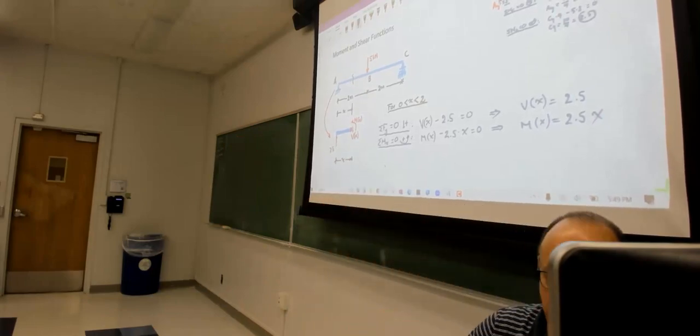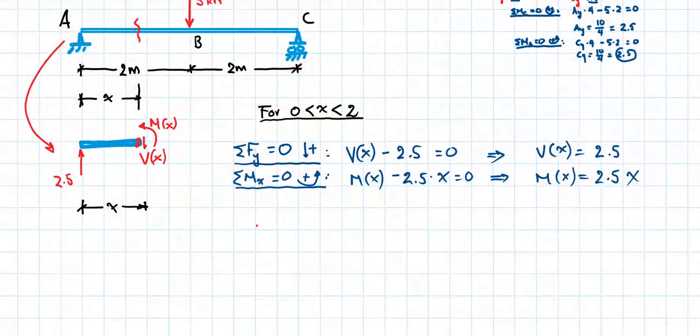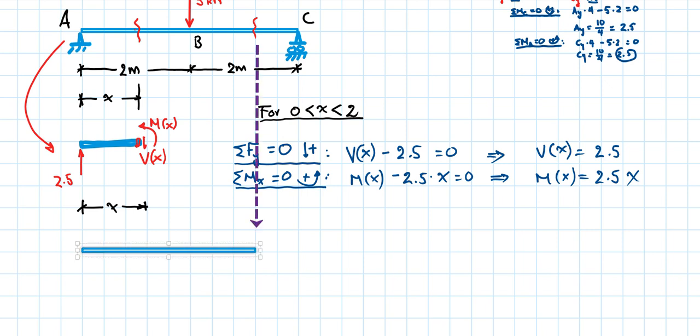So how will be the situation for the other part? We make a cut here at any place, and we make that cut here. So what forces do we have to put? We have to put this and this 5, and then we have to put the dimensions here. This is 2, and this is x. And we put the shear and the moment in the positive direction.